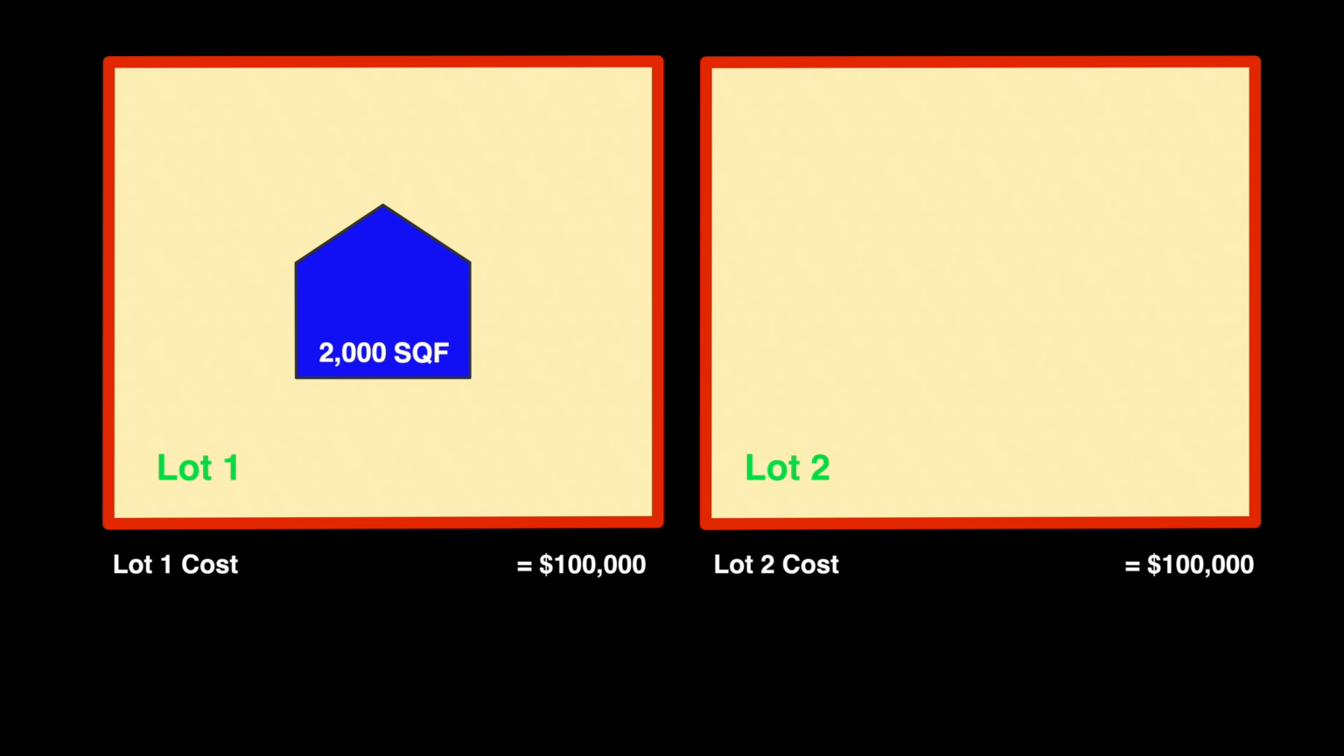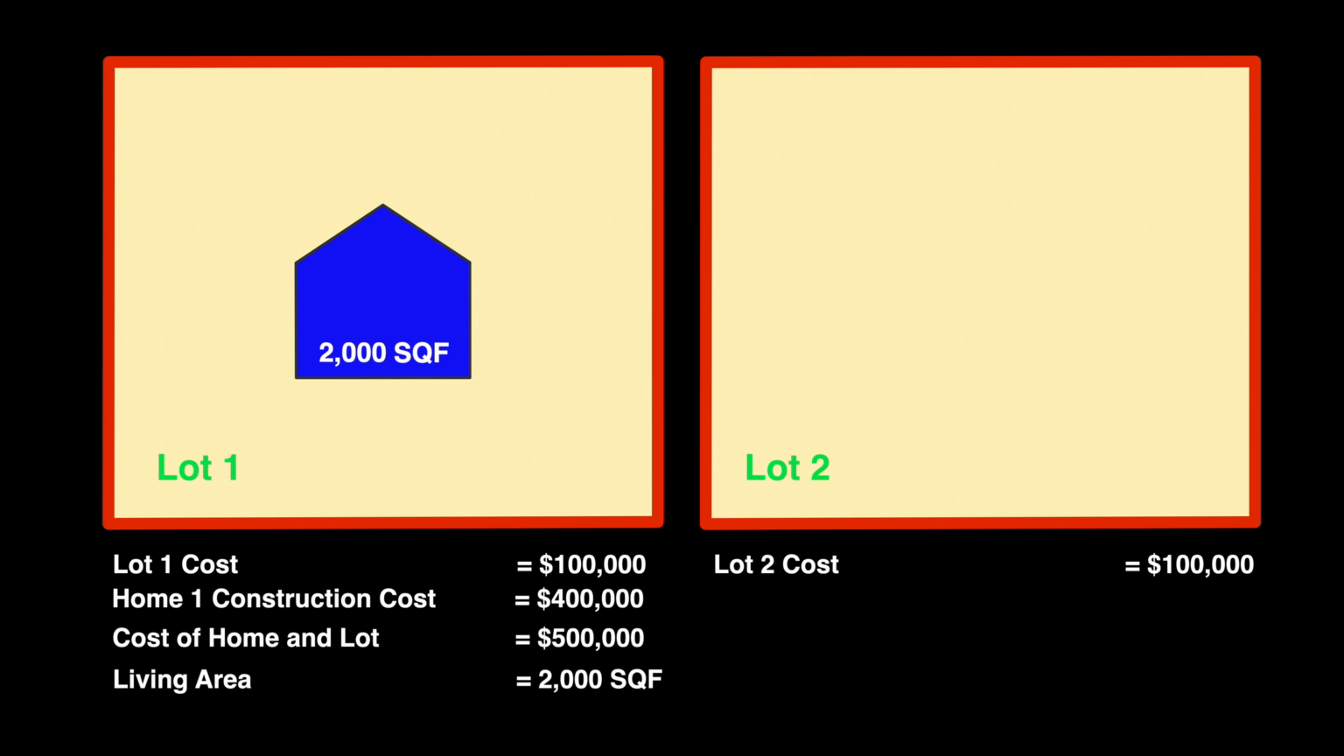Here's an example to help illustrate the point. Let's say there are two lots adjacent to each other. Both lots are the same size and both cost $100,000. You own lot 1 and build a 2,000 square foot home, and your construction costs were $400,000. Together, the lot and structure cost $500,000. If you divide the cost of the home and the lot by the living area of 2,000 square feet, the cost of the project was $250 per square foot.